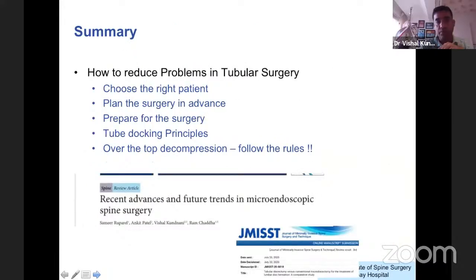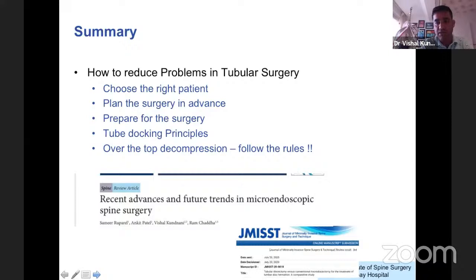So how do we reduce problems in tubular surgery? I think the best thing is to choose the right patient, plan your surgery absolutely in advance, pay detailed attention to preoperative planning, do your surgery before you wash up for the surgery, prepare for the surgery with your equipment, pay detailed attention to your positioning, and also strap these patients.